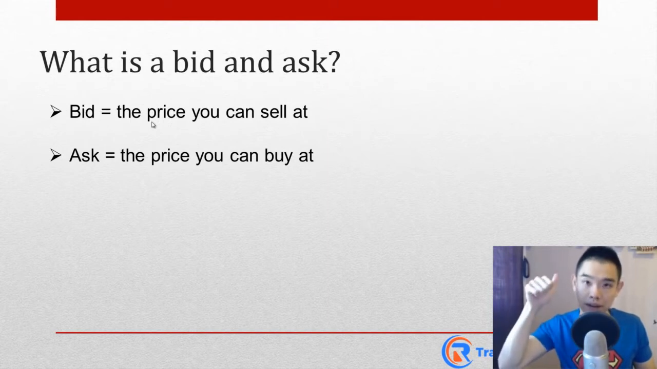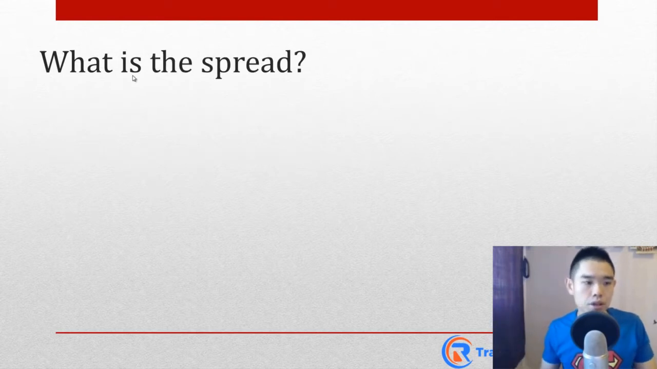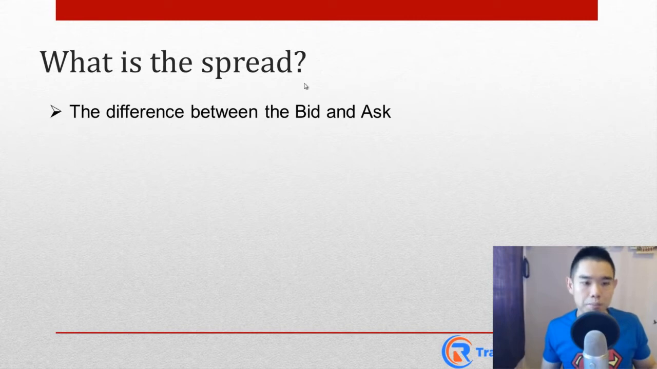The ask price is the price that if you want to buy the stock, that's the price you have to pay. The bid price is the price that you can sell right now if you want to sell a stock. So this is what we mean by the bid and the ask. So what is the spread? The spread simply means the difference between the bid and the ask.